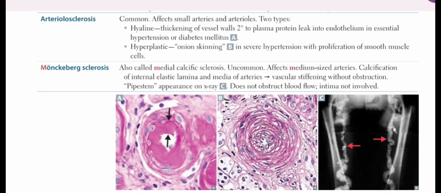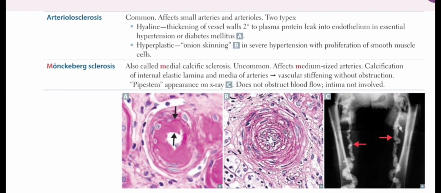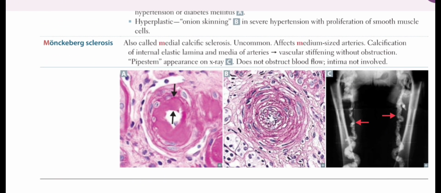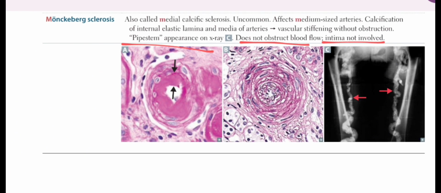Then we have Monckeberg sclerosis, which is also known as medial calcific sclerosis. It is, however, an uncommon condition, and it mostly affects the medium-sized arteries. Calcification of the internal elastic lamina and media of the arteries can lead to vascular stiffening without obstruction. There is a pipe-stem appearance on the X-ray, which is a characteristic feature of Monckeberg sclerosis. It does not cause obstruction of the blood flow because the intima is not involved.